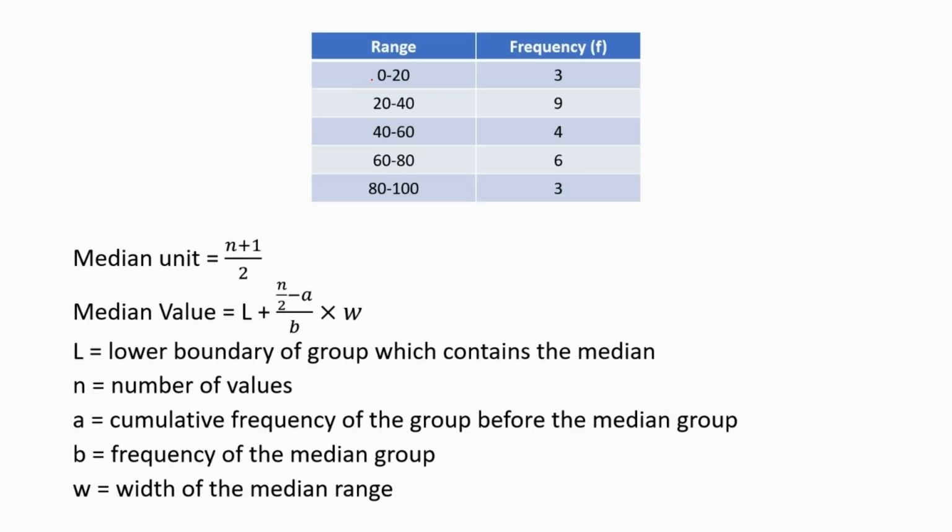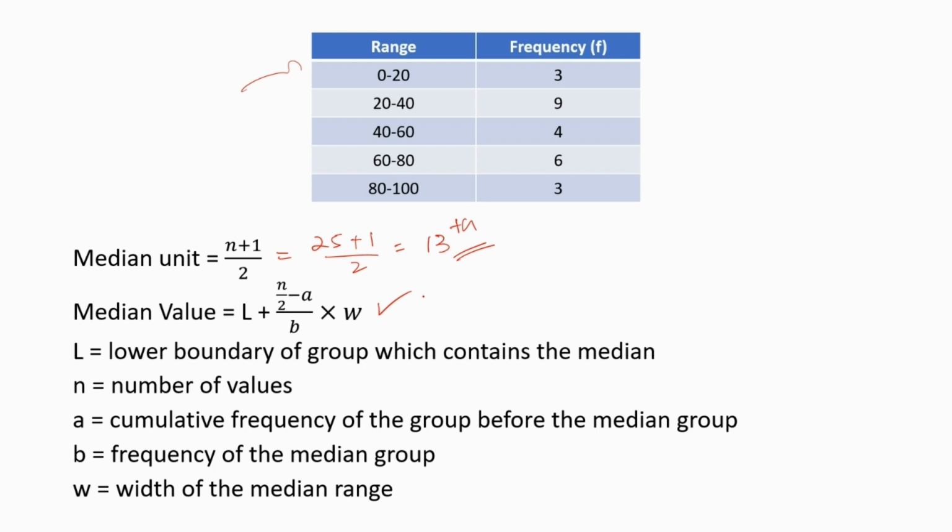Now let's discuss how we can calculate the median for grouped data. This is the frequency table. In order to find the median value, first we have to calculate the median unit. N is 25, plus 1 divided by 2, which is equal to 13, which means the 13th value is the median value. We cannot find the median value as before. We have to use this formula in order to find the median value for grouped data.